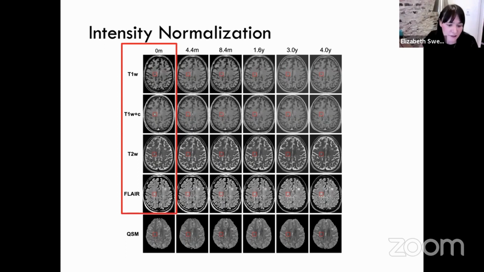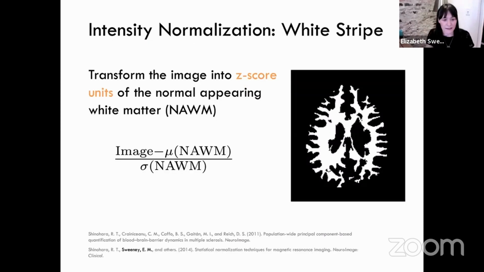But I first need to address an issue. The T1 weighted and T1 weighted plus contrast, T2 weighted and FLAIR do not have standardized intensities. So we use work developed by Taki Shinohara to do image intensity normalization. We took an automated segmentation of normal appearing white matter and transformed the images into z-score units of normal appearing white matter so that they had units that were comparable within a patient and between patients.